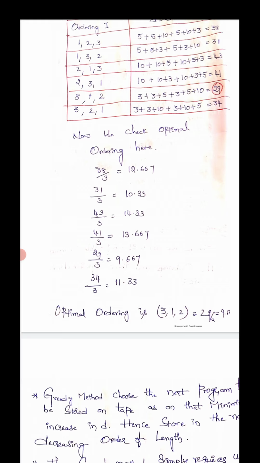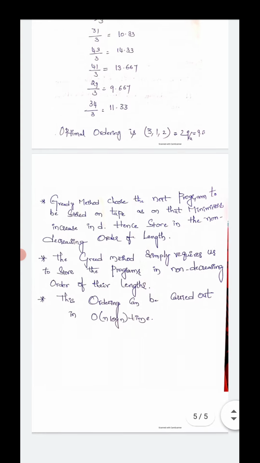Third length how much? 3 plus third length plus first length, 3 plus 5 plus, now we have to add third length plus first length plus second length, 3 plus 5 plus 10, how much can we get? 29. Now the optimal ordering is 3, 1, 2, that is 29. Approximately 29 divided by 3, how much do we get? 9.667.